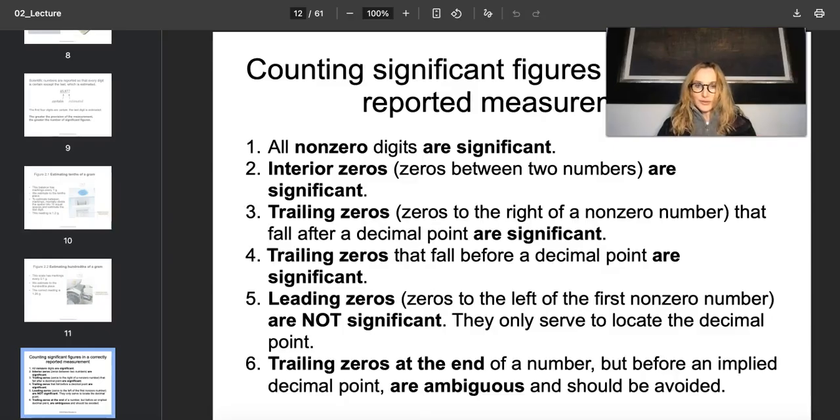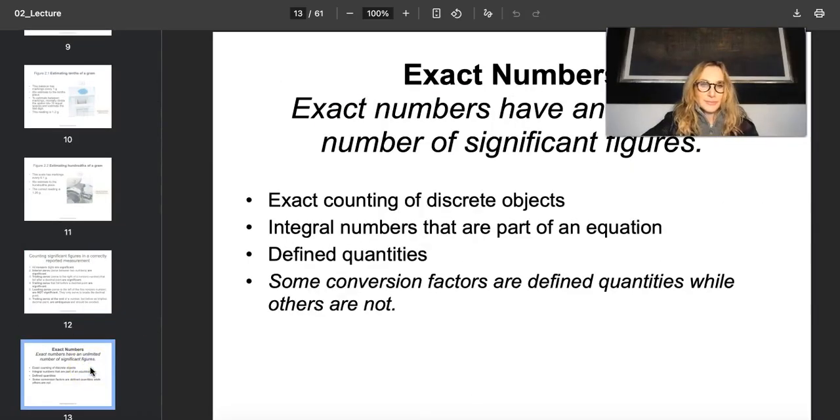Leading zeros, so if they said 0100, those don't count. And trailing zeros at the end where there's no decimal place, such as 101,000, we only know the 101 counts for the sig figs, so there's 3 still. But those zeros after, we don't know if they were measured. So we just say 3 or ambiguous, which means they might count, they might not count. They didn't indicate, so we only assume the ones that are indicated.